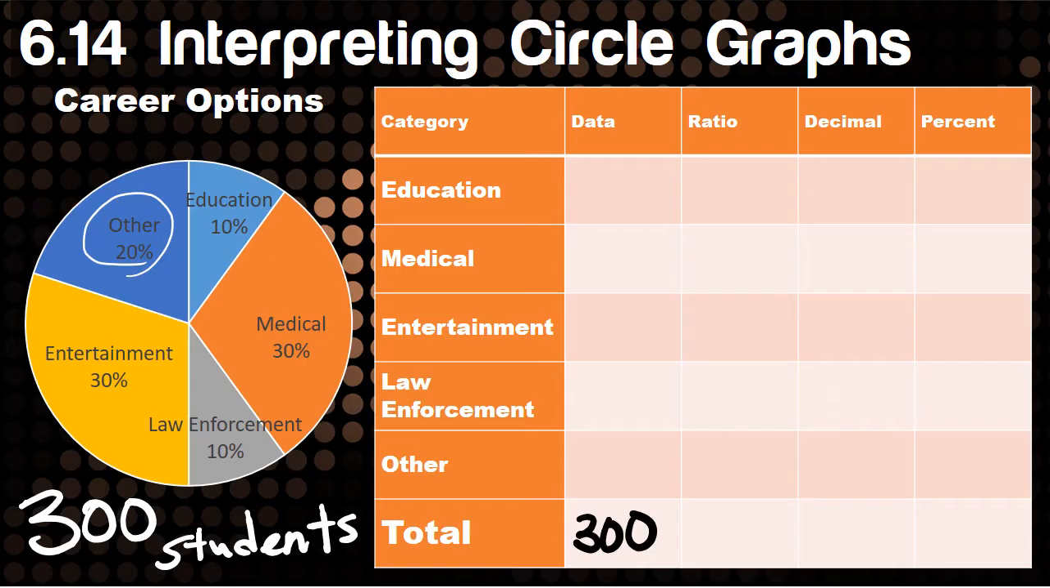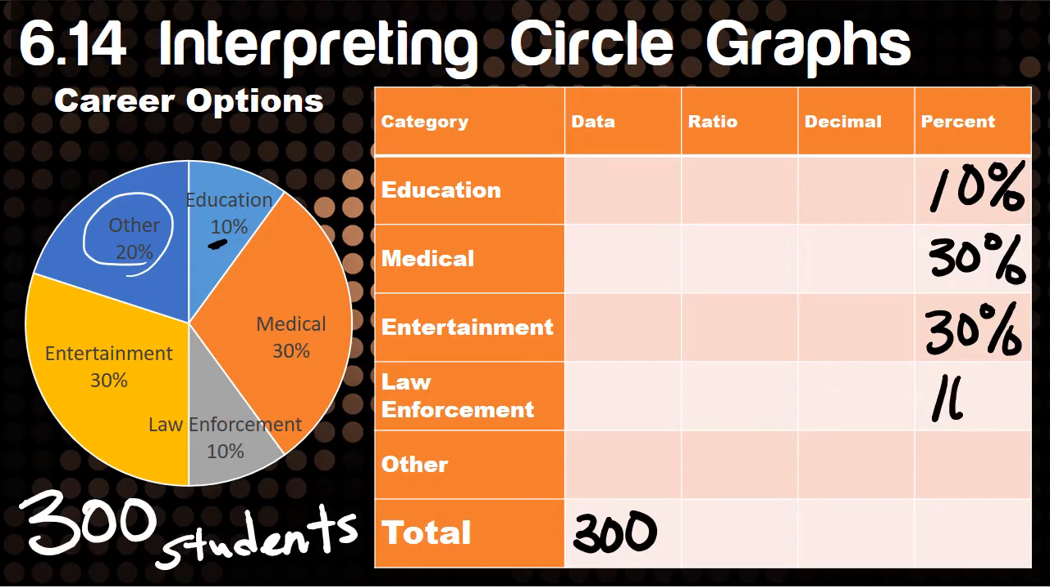And so we have education. We find education is right here. Education is 10%, so I'm writing that in the percentage column. Medical is at 30%. Entertainment is at 30%. Law enforcement is at 10%, and our other folks are at 20%. If we add all these together, that gives us a nice 100%.